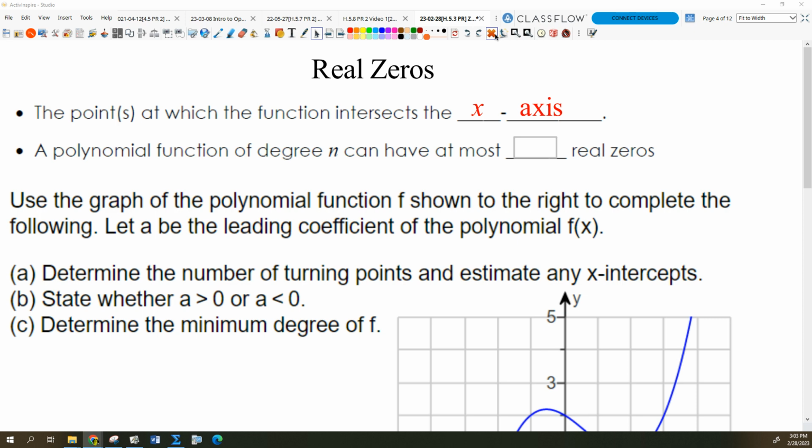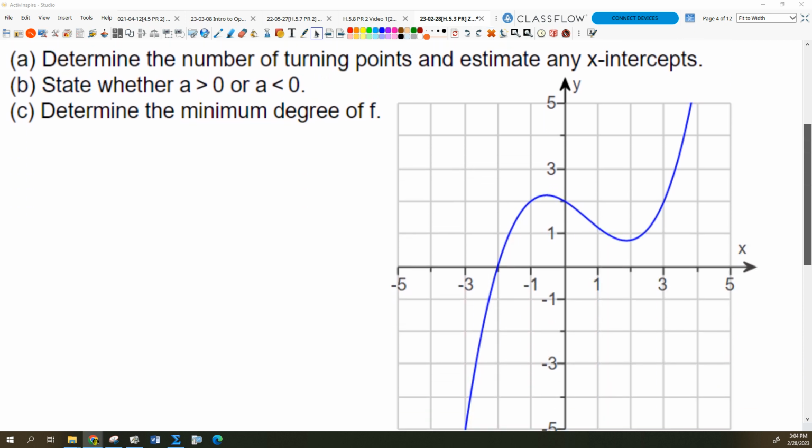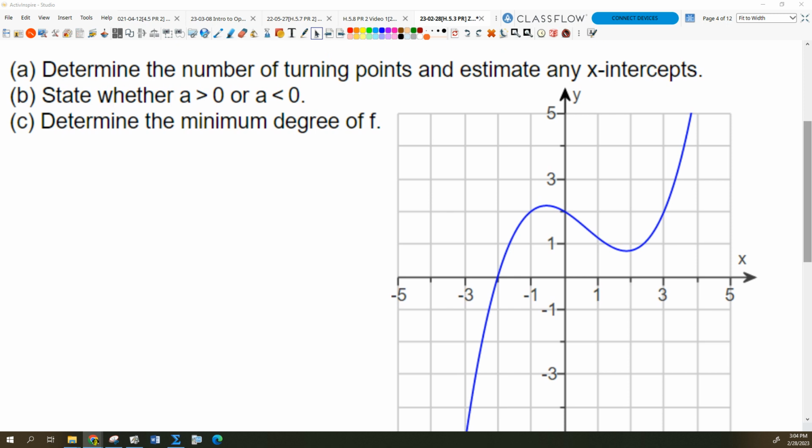So what do you think? If it's an nth degree polynomial, how many zeros could it have at most? N, right? Because a second degree polynomial can only have 2 x-intercepts, right? A parabola can only at most intersect the x-axis twice. So always kind of think back to a simple example if you're not sure, if you can't remember. Okay, so then now let's do something here. Let's look at determine the number of turning points.